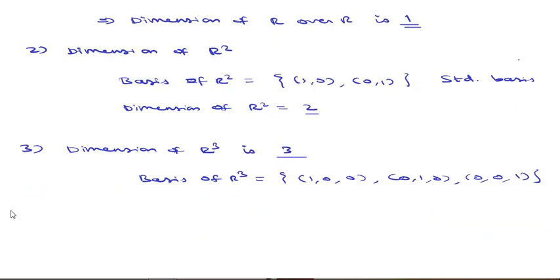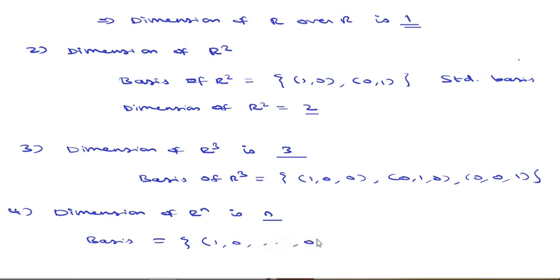So this can be generalized. The dimension of Rn is n. The basis is: the first element has 1 in the first component, the second element has 1 in the second component, and the nth element has 1 in the nth component.